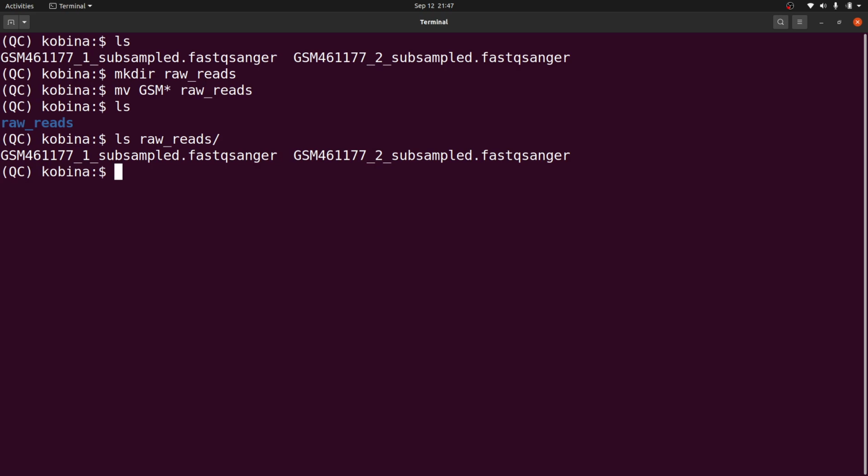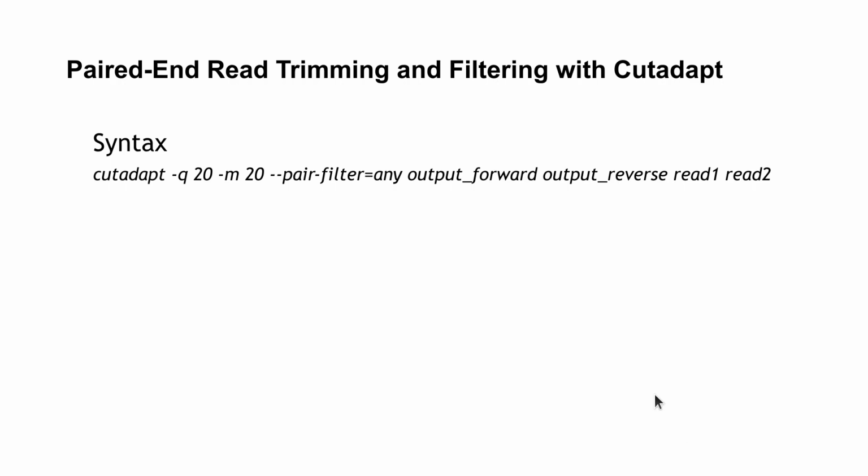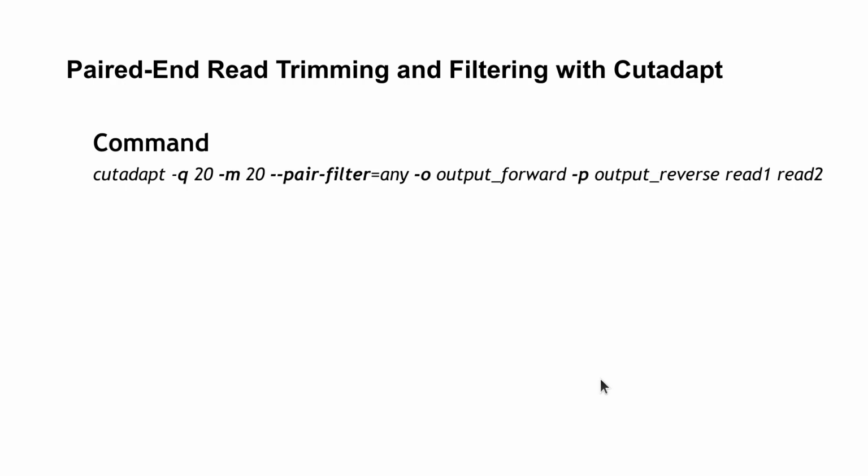Okay, so now we are going to perform our read trimming and filtering. Let's get back to the slide I showed earlier on. So this is the syntax I gave. In this tutorial, this is the actual command we will use. This syntax was to help you get an overview of Cutadapt. So this is the actual command we are going to use.